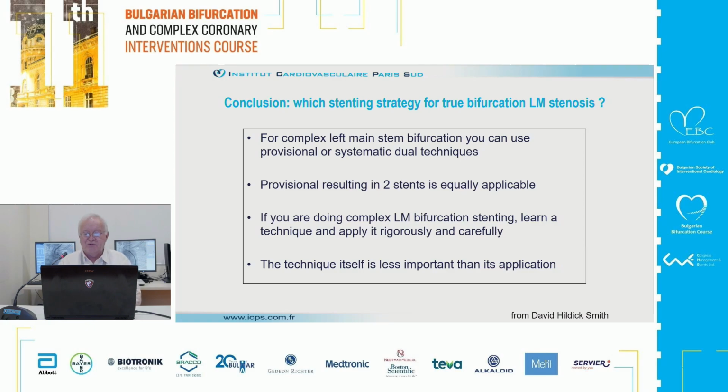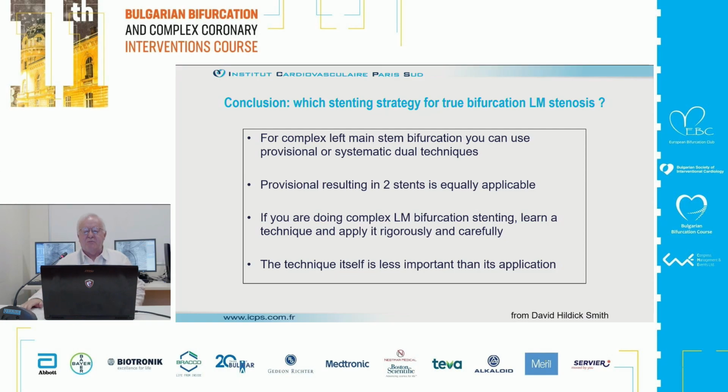You understand that I'm a fan of provisional stenting. I never did a crush intentionally. I did one, but it was not intentional, in the 90s, and I stopped culotte at the same time. And so I'm always using this strategy. And this is a conclusion from David Hildick-Smith, doing the same as me.